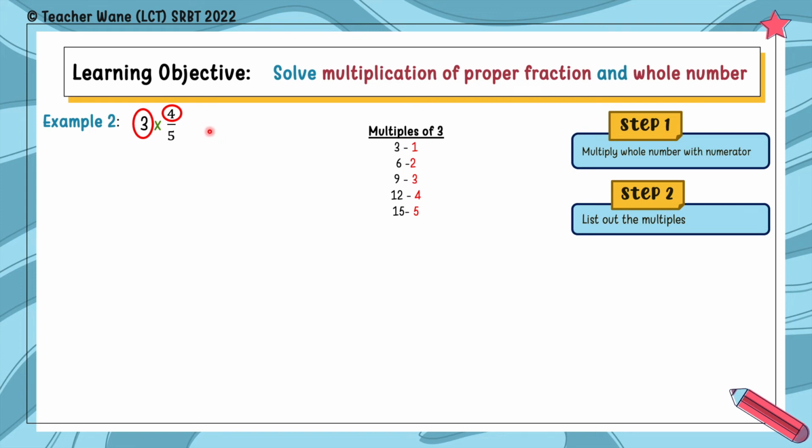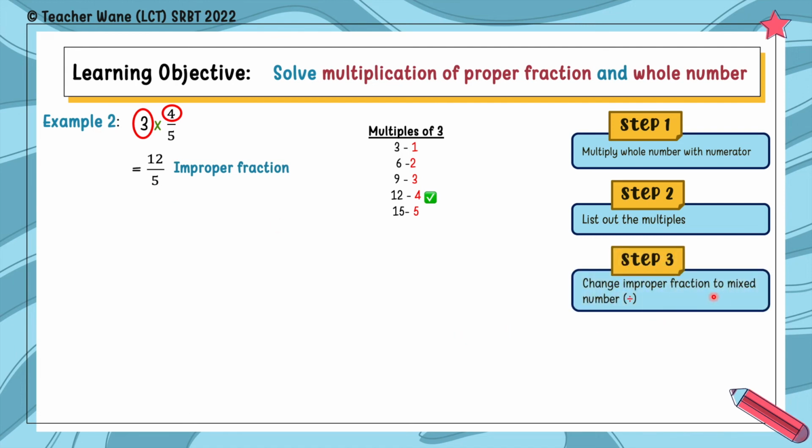Okay, so what is 3 times 4? 3 times 4, the answer is 12. So I'm left with 12 out of 5. Now remember, this is an improper fraction because the numerator is much bigger than the denominator. So I will be needing to change this into a mixed number. So that is just step number 3. Change the improper fraction to a mixed number.